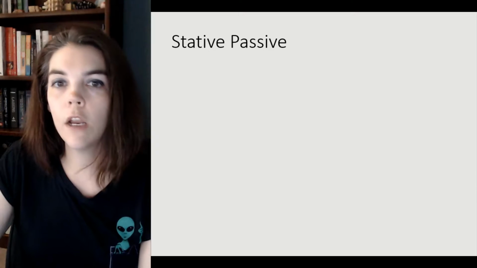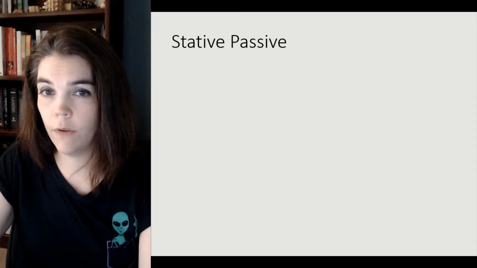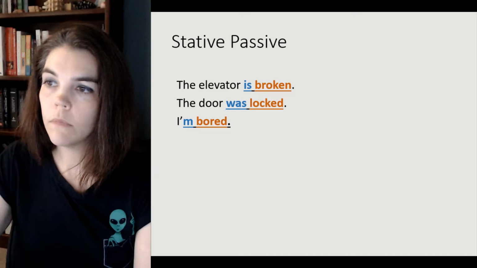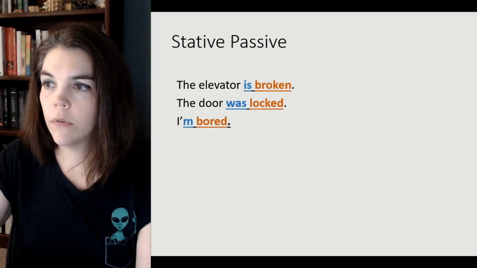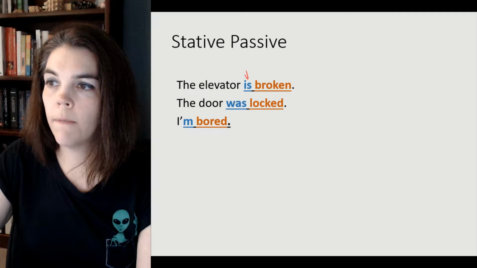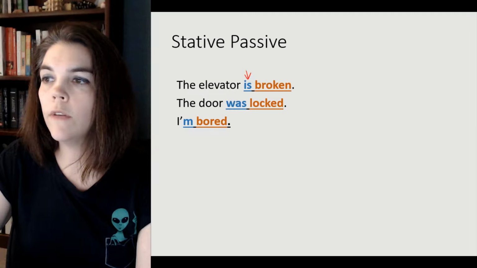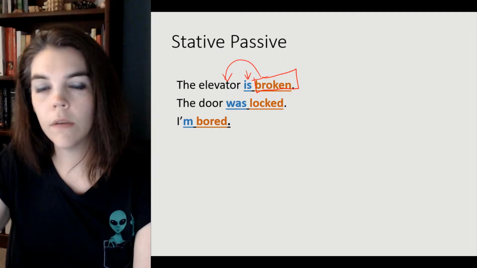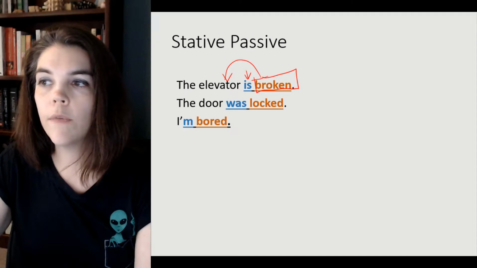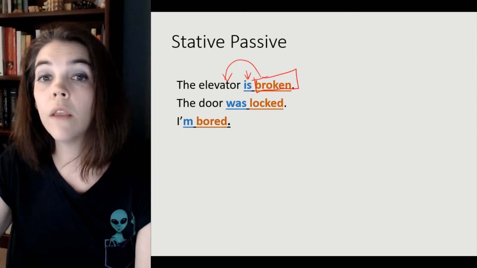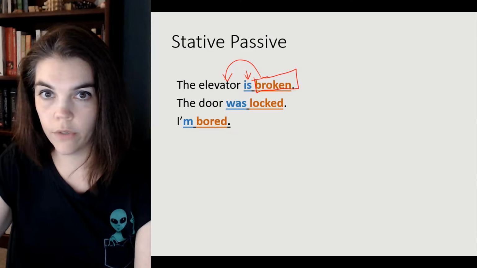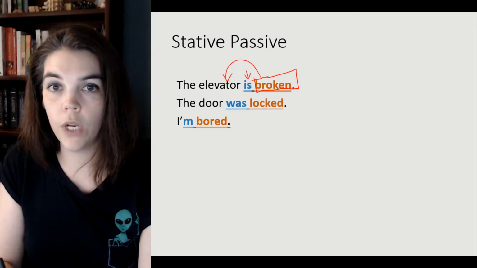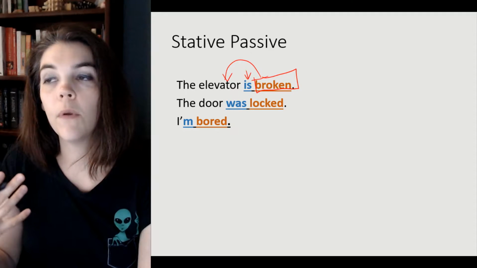So at this point, I want to talk about something called the stative passive. And what I mean by that is, here's some examples. We have the be verb here, right? And this part, your past participle, is describing your subject. The elevator is broken. The door was locked. I'm bored. So in all of these, our past participle is describing the subject. And this is what's called the stative passive.